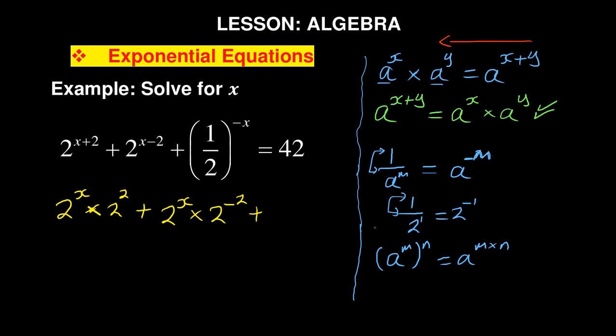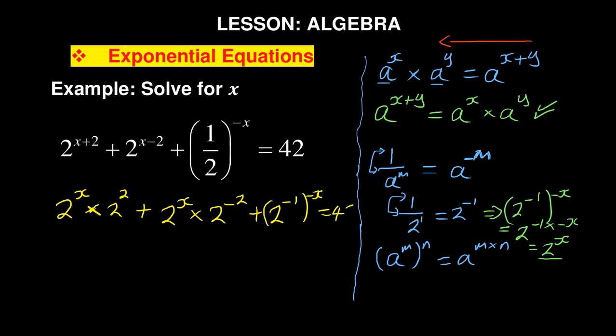These are the two laws that we'll be using, such that if I'm given 2 to the power negative 1, and then I multiply that times negative x, it can simply become 2 to the power minus 1 times minus x. Negative and negative will give you a positive, so it gives you 2 to the exponent x. So in this case, I'll be having here also 2 to the power negative 1 bracket negative x is equal to 42.